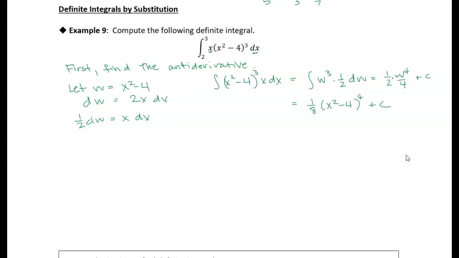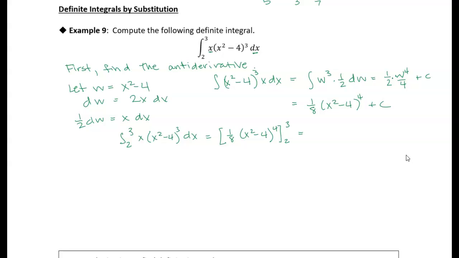Now we've got it also in terms of x. So now it's pretty straightforward. It's pretty much what you expect. If we want the integral from 2 to 3 of x times x squared minus 4 cubed dx, that's what we're trying to find. Now that I know the antiderivative, I can just evaluate it: x squared minus 4 to the 4th, evaluated from 2 to 3.